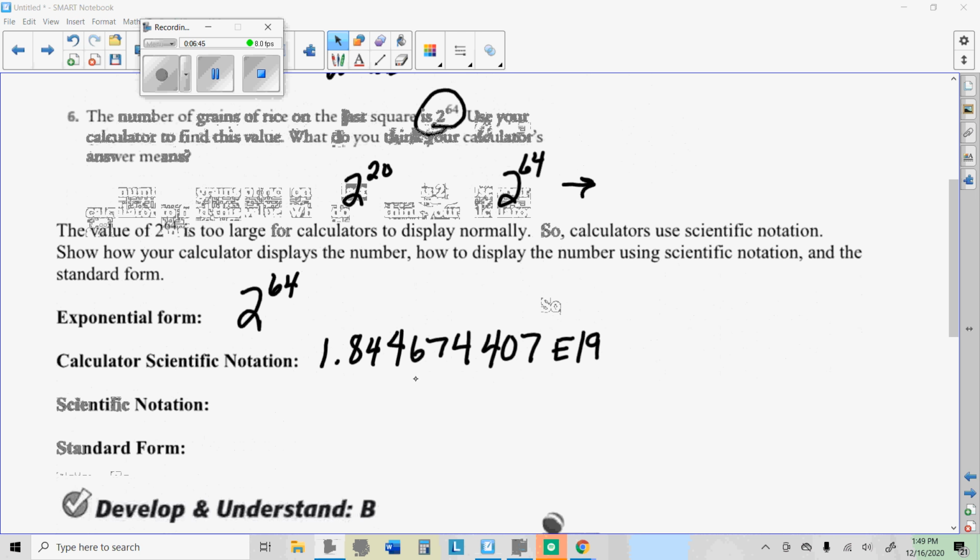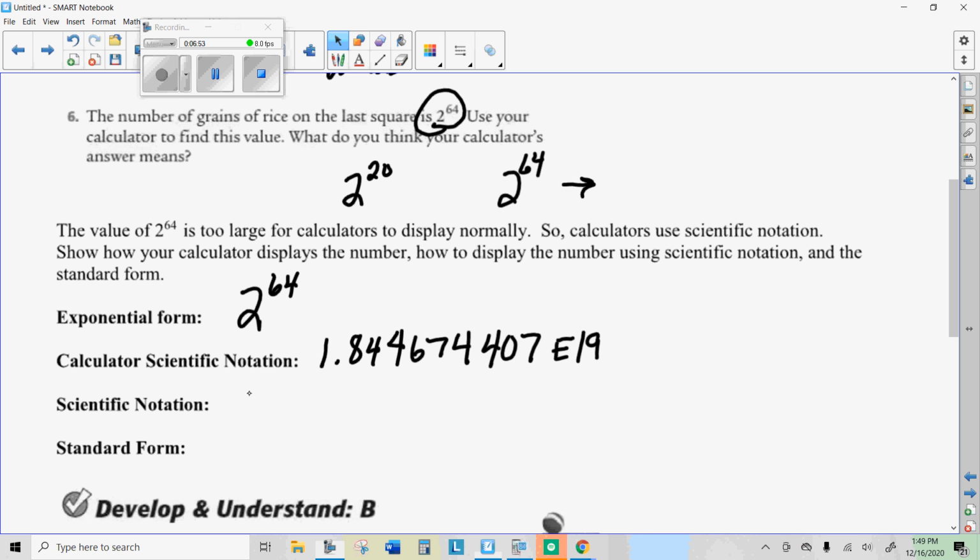Now that number is the way your calculator shows scientific notation. And so what that really means is just one, and I'm going to go ahead and round this just because I don't want all those digits in there, but let's just round it to 1.84. And that 19 is actually your power when the base is 10. So that's what that number is.